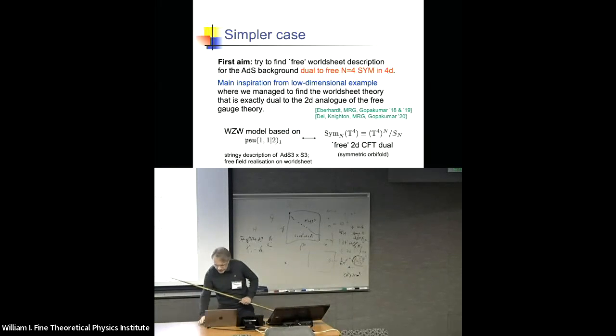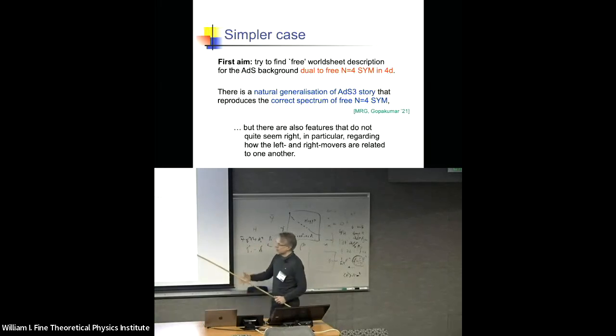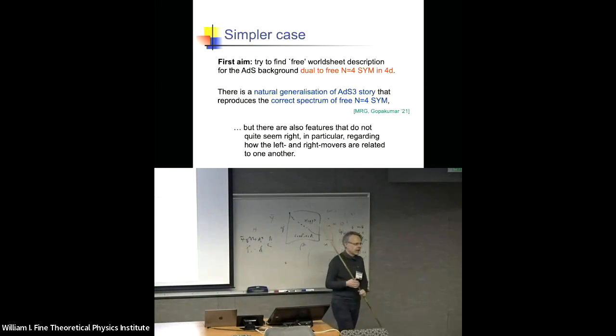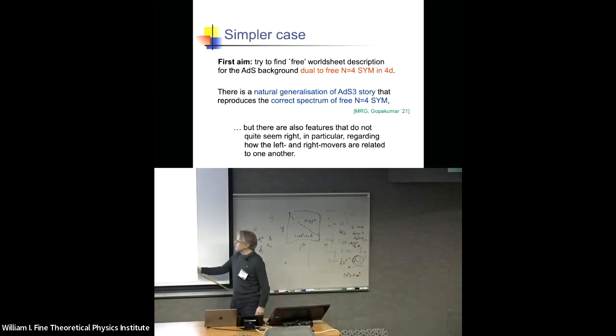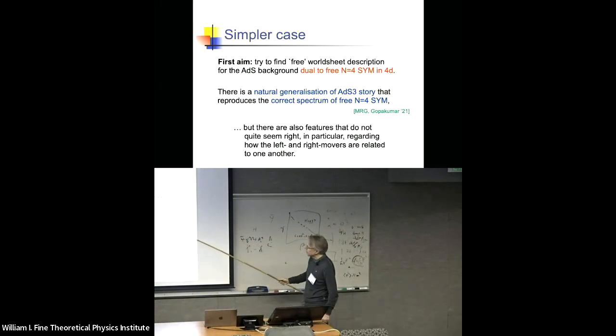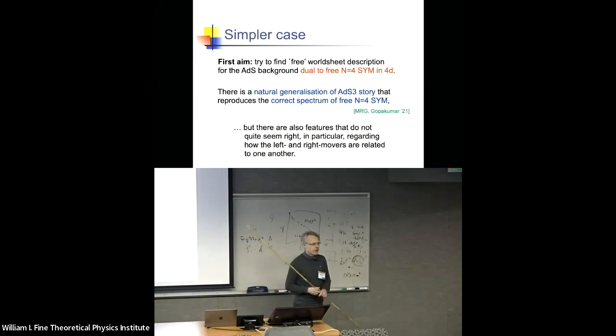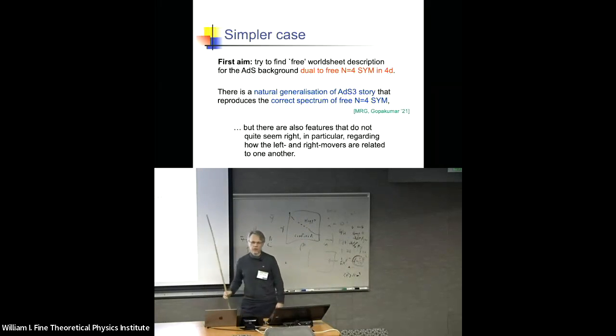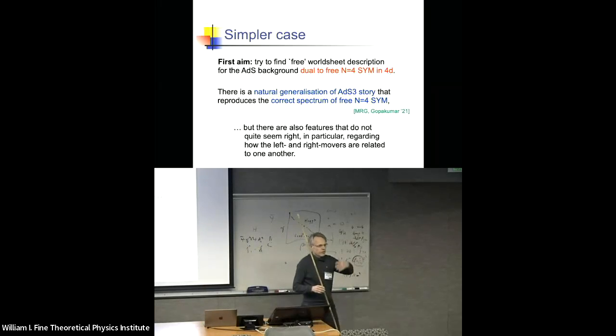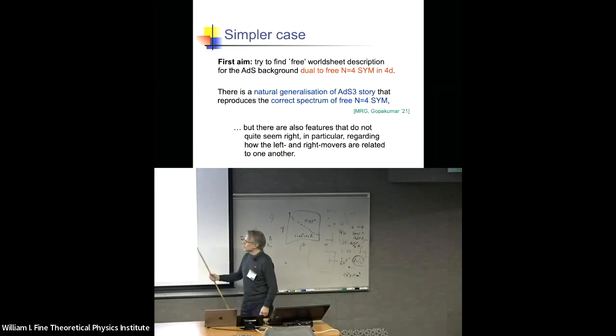And then if you're an optimist, then you would think, okay, can we guess what's the analog for AdS5? And Rajesh and I made a proposal for this a little while ago, a year and a half ago, and we found some generalization of the AdS3 worldsheet theory that reproduces correctly the spectrum of free N=4 super Yang-Mills from a sort of natural worldsheet perspective. You see the spin chains appearing and all the rest of it.